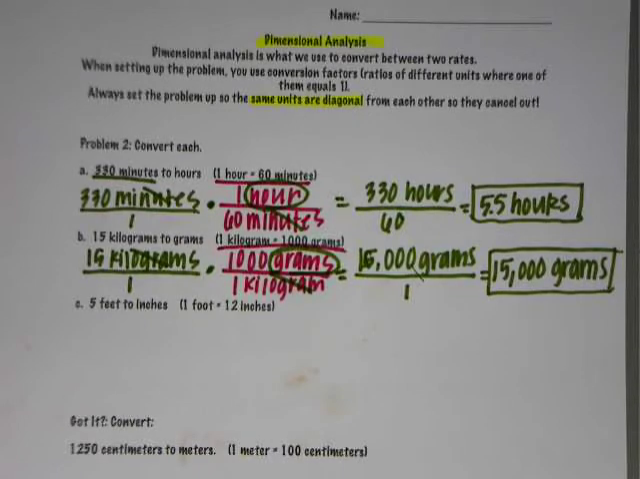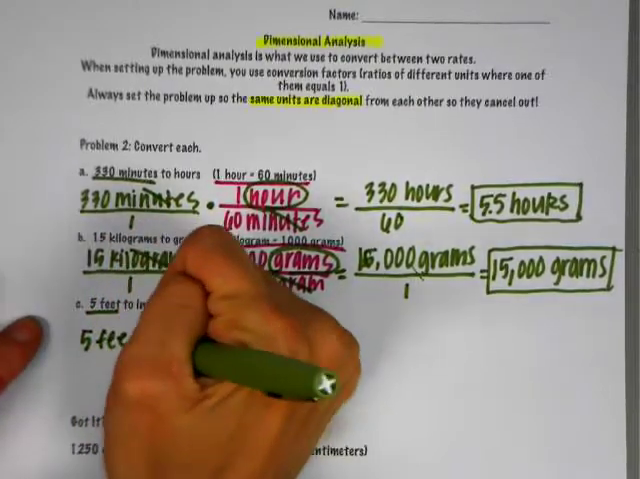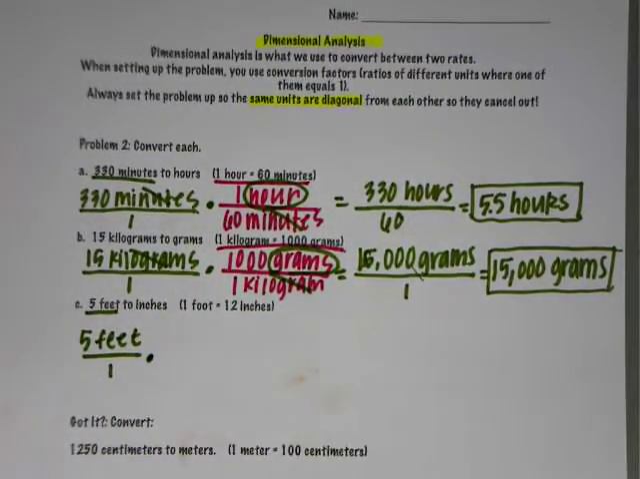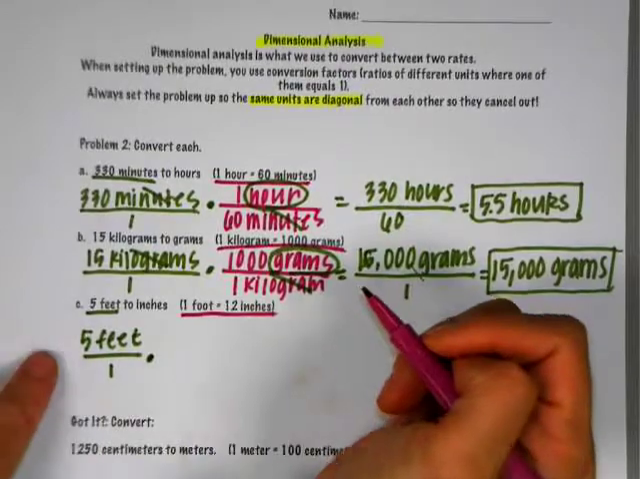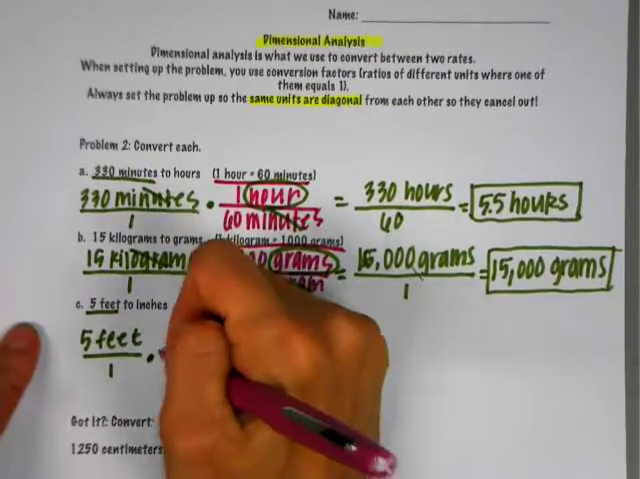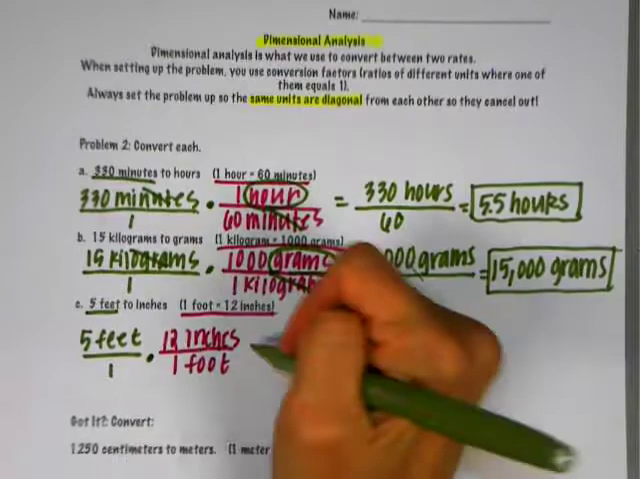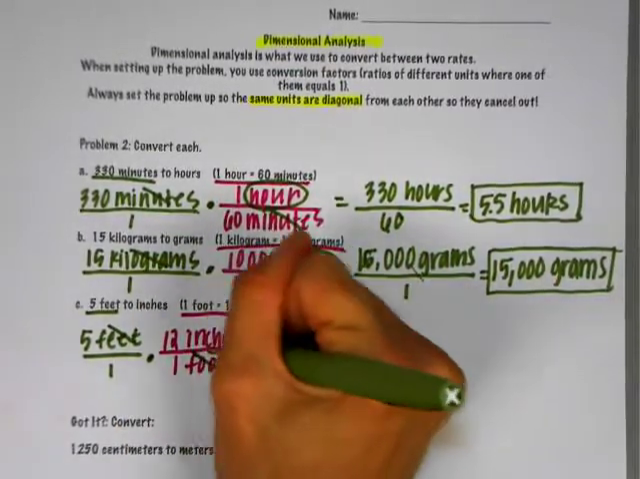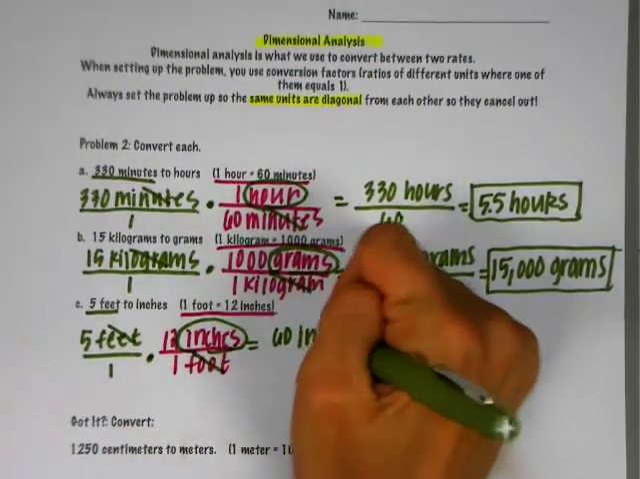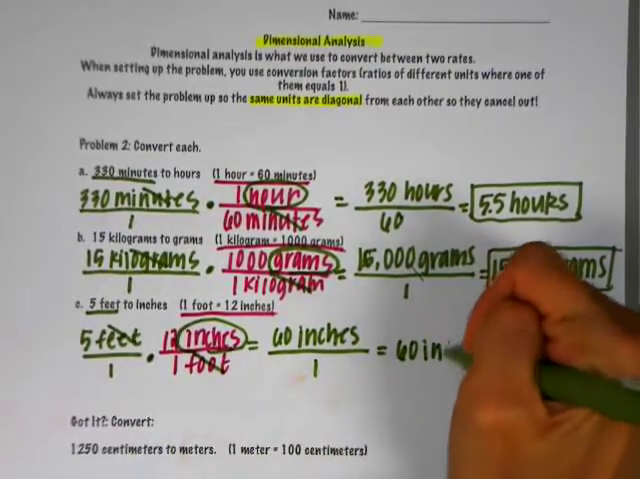All right, and this last one we'll try, 5 feet to inches. So start with your given, 5 feet. Okay, and then the relationship between feet and inches. There's 12 inches for every foot. Where's feet going to go? Bottom, yep, so 1 foot is 12 inches. Cancel those out. We have inches left and multiply across. So 5 times 12 is 60. 1 times 1 is 1. So you get 60 inches.